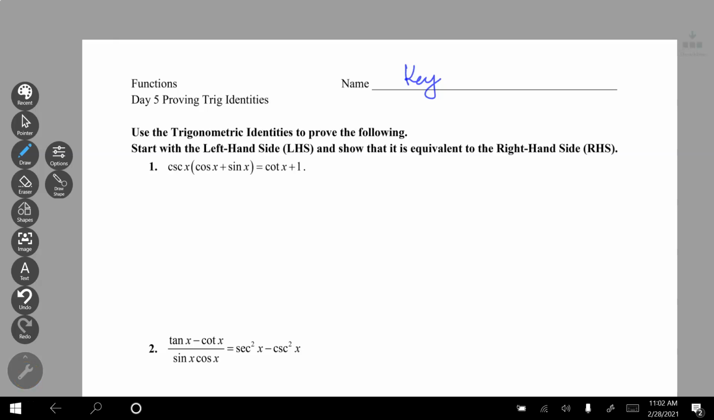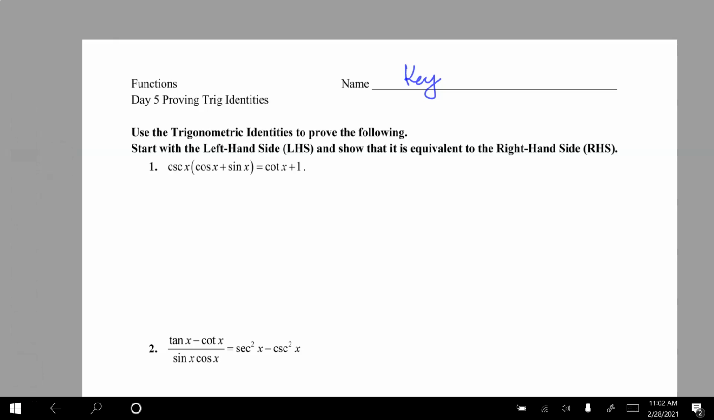Okay, welcome to day 5. We're going to prove trig identities. It's very similar to what we did yesterday, where we had to use trig identities to simplify expressions. Today I'm actually going to tell you what you should get as a final result, except we have to develop the algebraic steps with the trig summary sheets and other ideas to get to the final result. And this is a little bit harder than what we did yesterday.